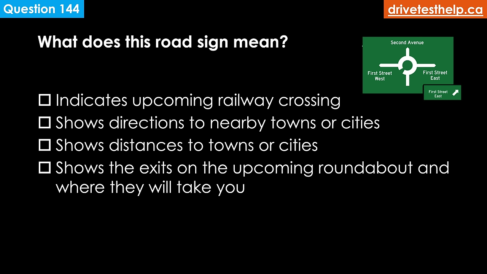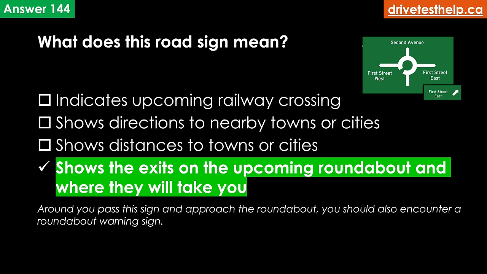Shows directions to nearby towns or cities. Shows distances to towns or cities. Shows the exits on the upcoming roundabout and where they will take you. The correct answer shows the exits on the upcoming roundabout and where they will take you. After you pass this sign and approach the roundabout, you should also encounter a roundabout warning sign.